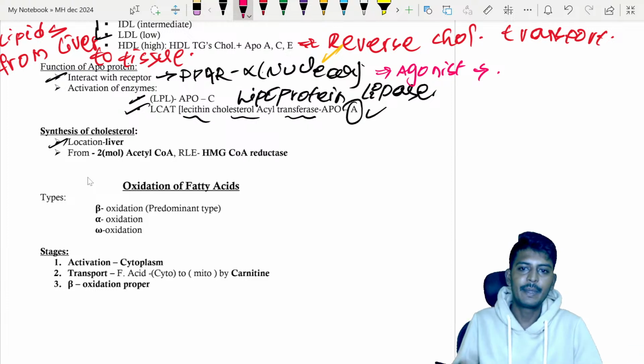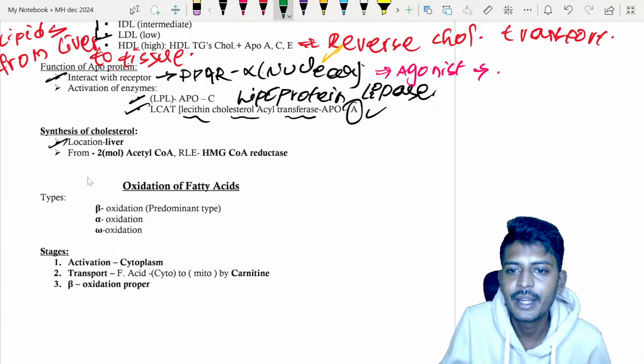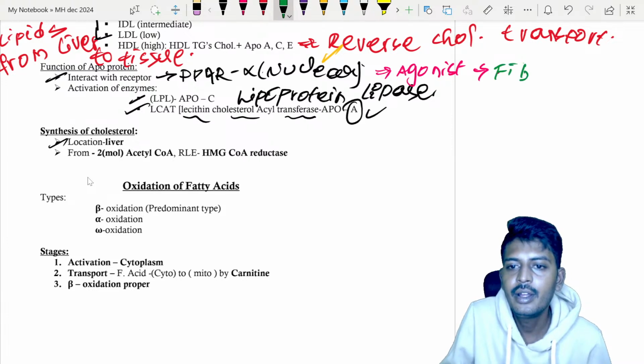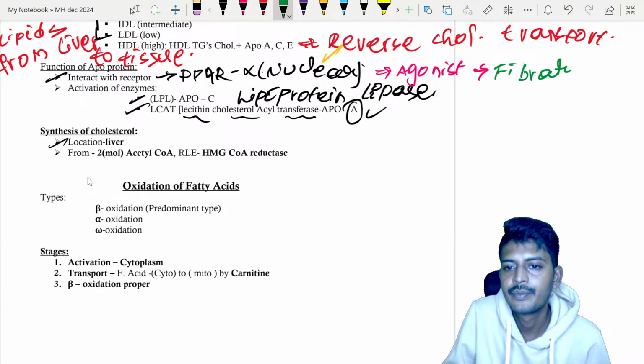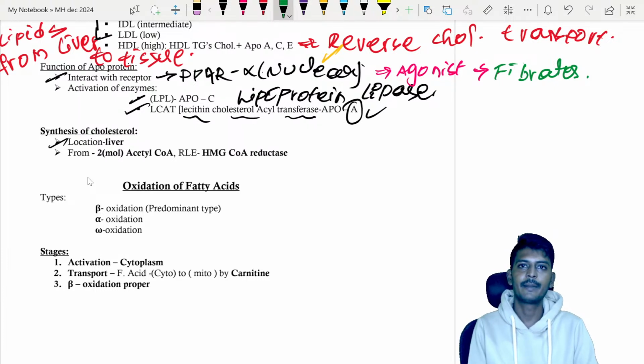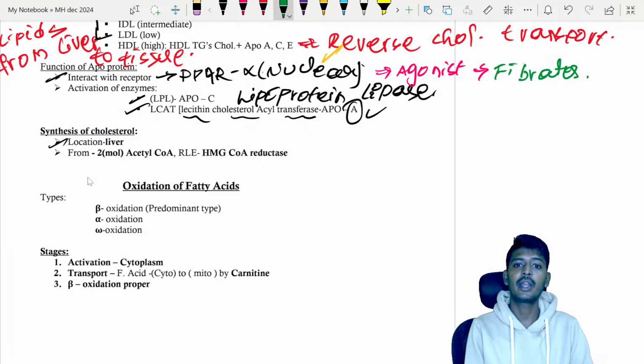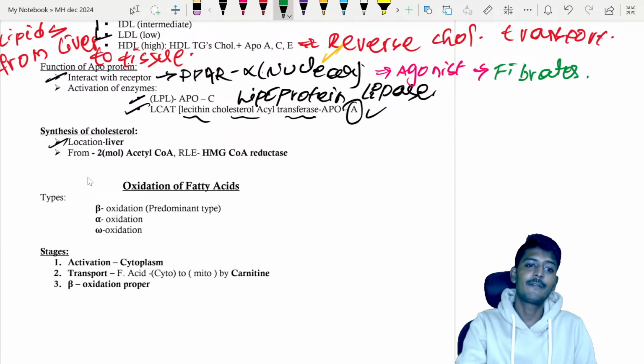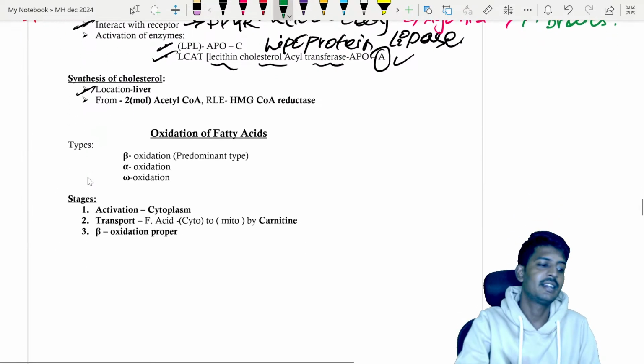So remember, these PPAR alpha agonists are your fibrates. Which are the fibrates we have? Fibrates such as clofibrate, gemfibrozil. Okay, so they are PPAR alpha agonists. Anyways, let's continue.